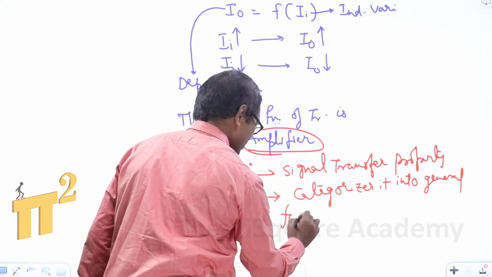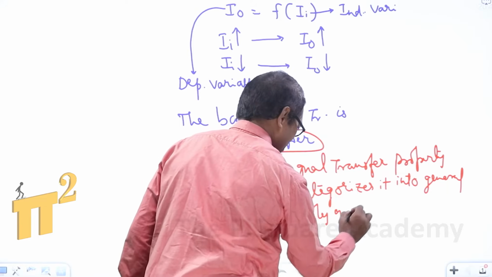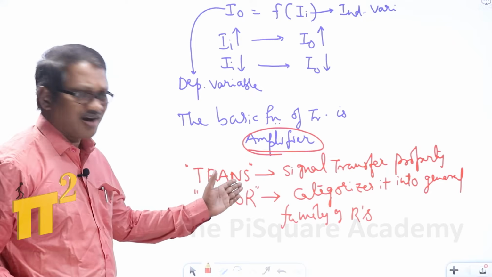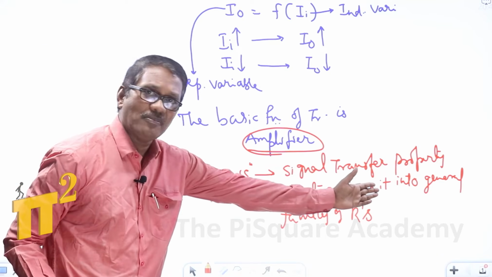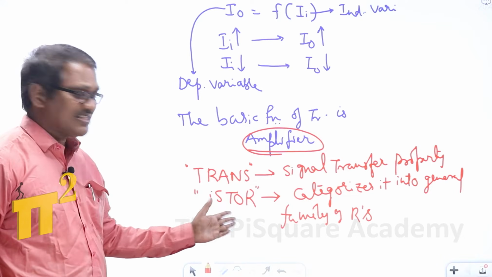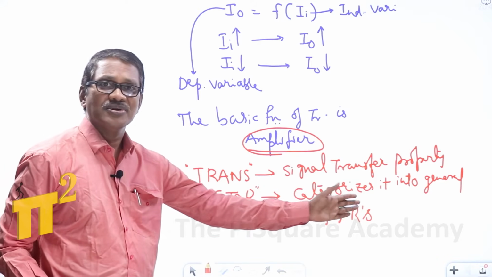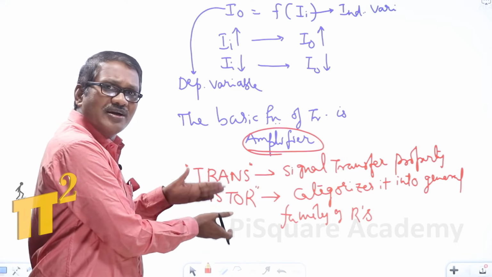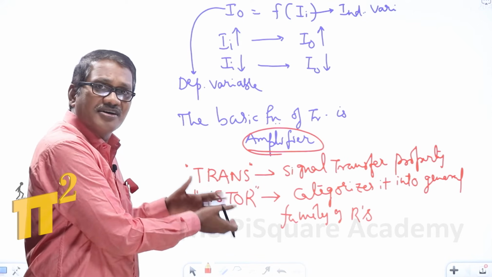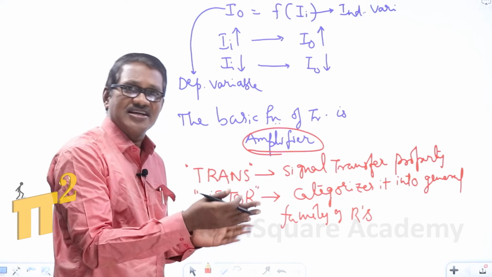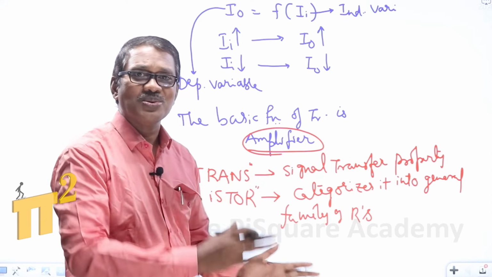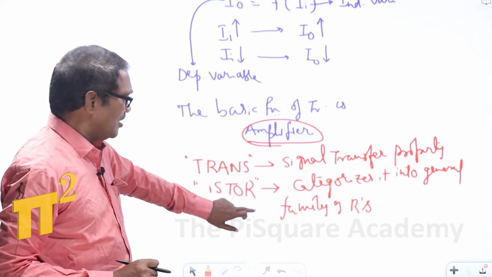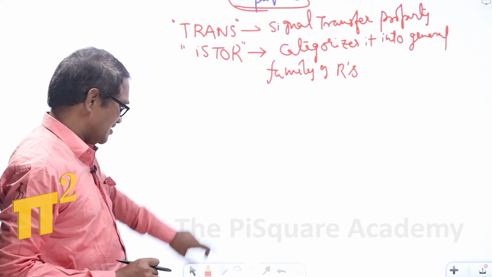What does it mean? The prefix trans stands for signal transfer property, and the prefix ister categorizes it into the general family of resistors. If you combine these two terms, that is nothing but transistor, which transfers signal from a low resistance path to a high resistance path.